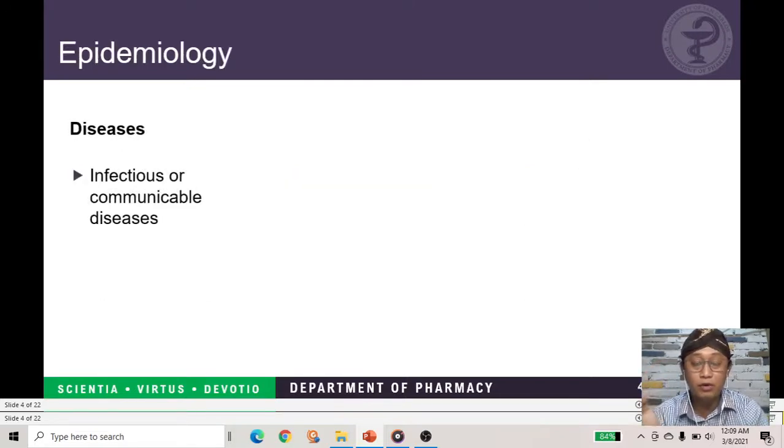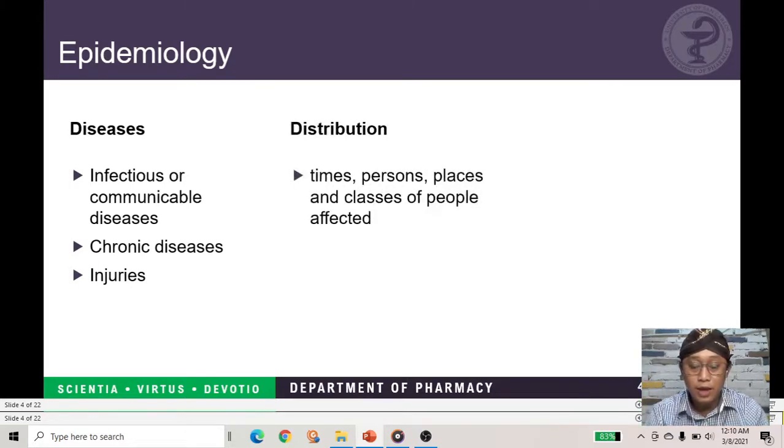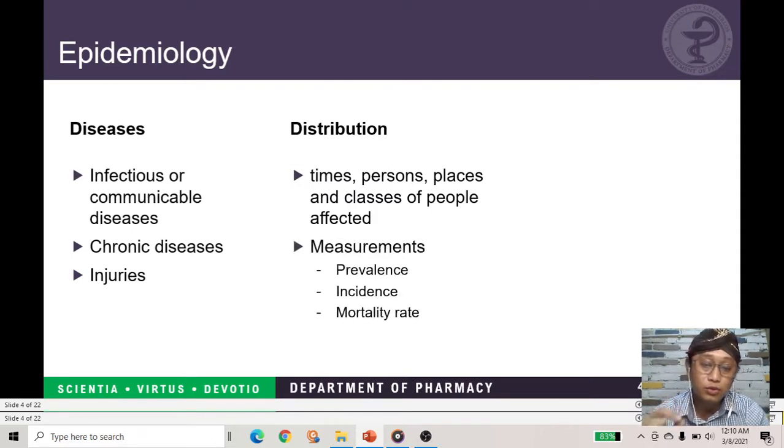So in epidemiology, we learn about diseases, whether infectious or communicable diseases, chronic diseases, or injuries. Those are the diseases that can usually be grouped. And then the distribution can be viewed by time, persons, places, and classes of people affected, or we can say a population or subpopulation. In the distribution, we have some measures, usually prevalence, incidence, mortality rate, and so on. So that's about the distribution that we can learn from epidemiology.